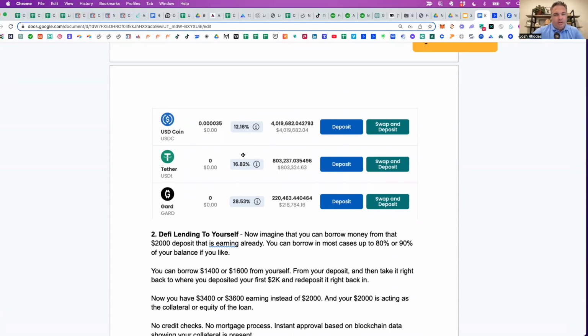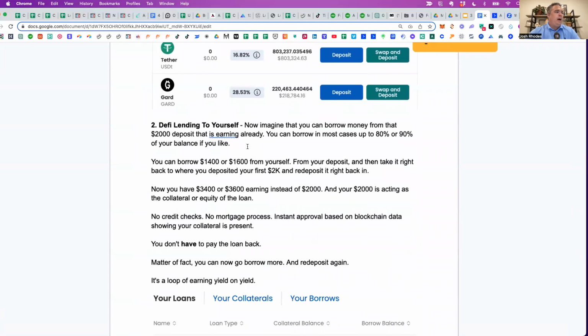These are just normal deposits where you stake and you can earn inflation-beating percentages. Instead of your money rotting at 15% a year in the bank to inflation, you could just stick it here. If that's all you did, great. You're breaking even. But now imagine that you can borrow money from that $2,000 at an 80 or 90% loan to value.